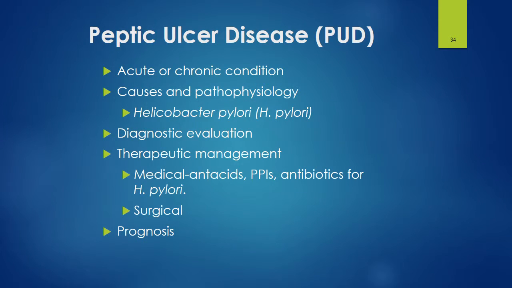The overall prognosis for ulcerative colitis is good. Peptic ulcer disease, or PUD, may be an acute or chronic condition. The exact cause is unknown, although infectious, genetic, and environmental factors are important.